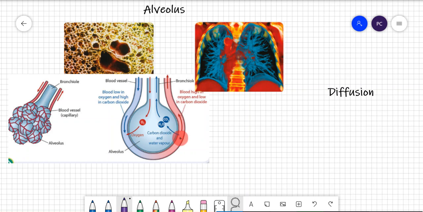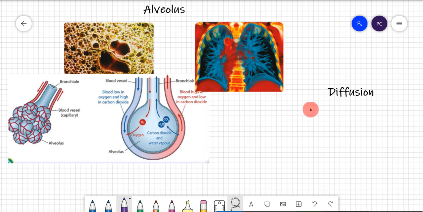So what will actually happen is the water vapor and CO2 will transport from the capillary into the alveolus, and then they will transfer up, for example, from these tiny air sacs here, up into the bronchus, up through the trachea, and then we'll breathe them out.